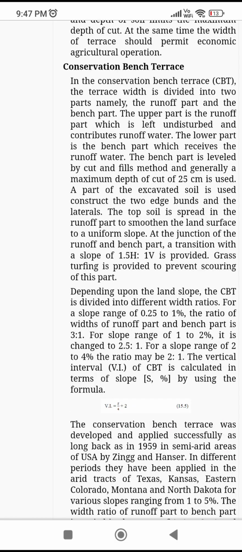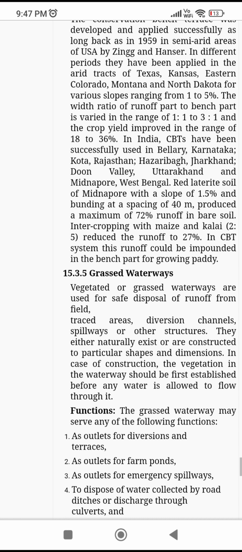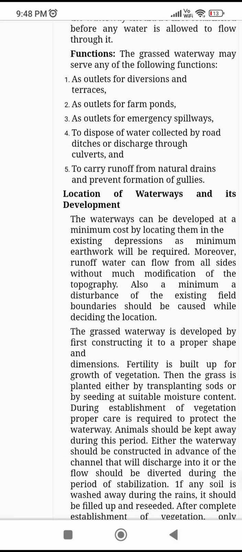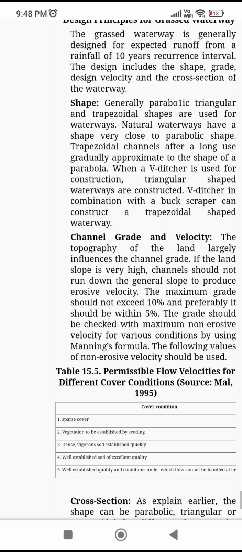Now what are the methods? Grassed waterways. Vegetated or grassed waterways are used for safe disposal of runoff from fields, terraced areas, diversion channels, spillways, or other structures. So what is the function of grassed waterways? You just go through that.